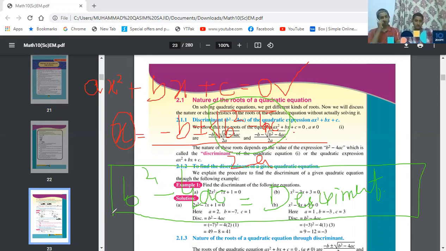The nature of the roots of a quadratic equation can be found, first, by using the discriminant. Discriminant equals b square minus 4ac. Here b is the coefficient of x, a is the coefficient of x square, and c is the constant value. Now we will do some examples to find the discriminant of a given equation.